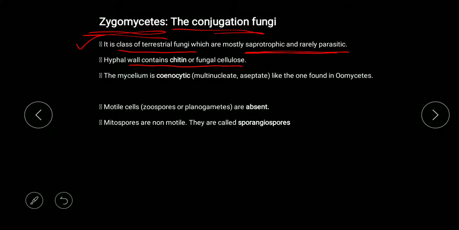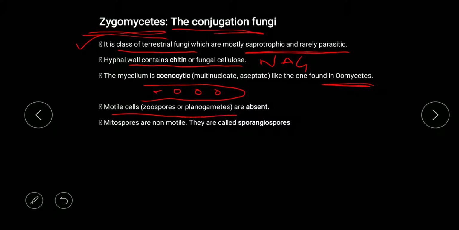The cell wall contains, as I said, chitin, which is absent only in Oomycetes, not in all. So all have chitin, or fungal cellulose. Chitin is also known as fungal cellulose, and we have studied that it is a polymer of NAG. The mycelium is coenocytic. When we talk about mycelium, you will find a multinucleate condition, and the multinucleate condition is due to septa being absent, and this is also found in Oomycetes. Coenocytic multinucleate condition is found.